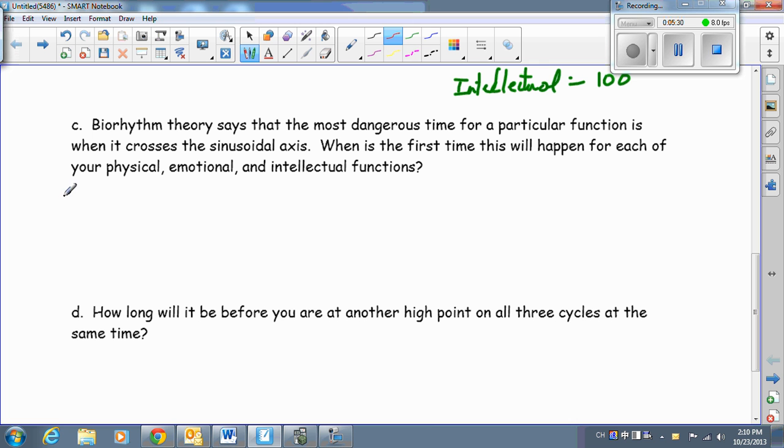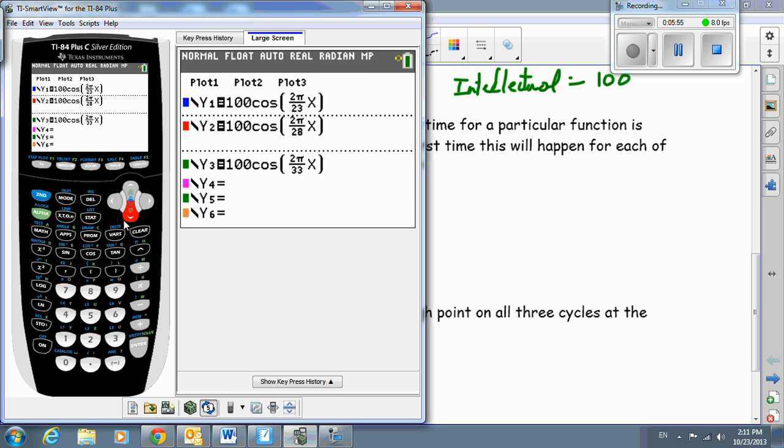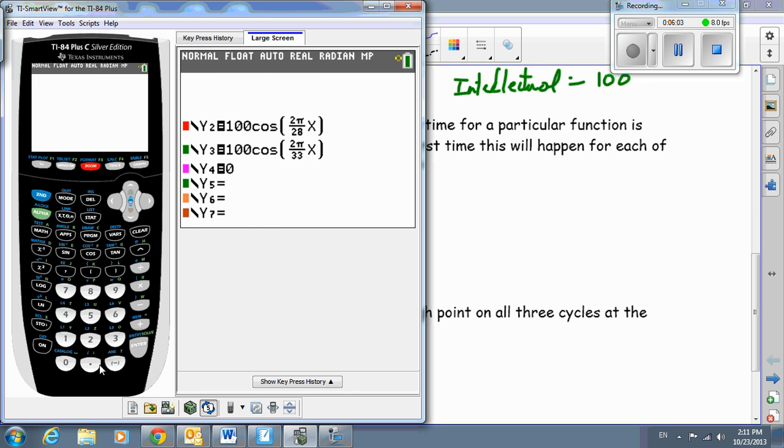For C now, it says, I'm gonna let you read, but what we're looking for is when the first time that it will happen for each of your physical, emotional, and so on. Now, this time we're looking for y equals 0. So on my graph again, I will graph the line y equals 0, or actually that would be the easiest thing. So on the y equal, I will make sure I put 0 as well. The line y equals 0. And I will go ahead and zoom 0 it.